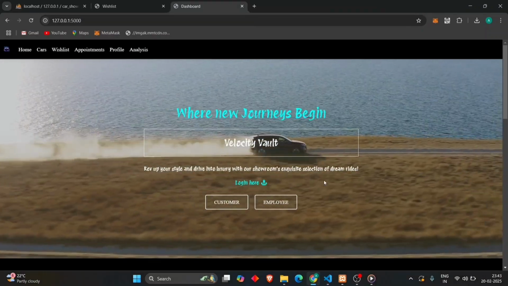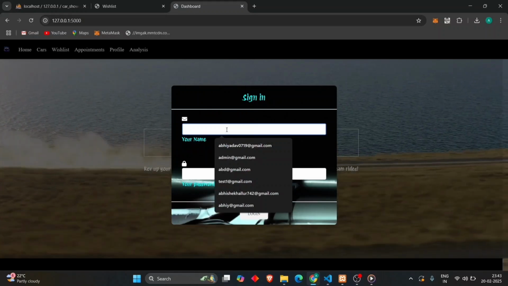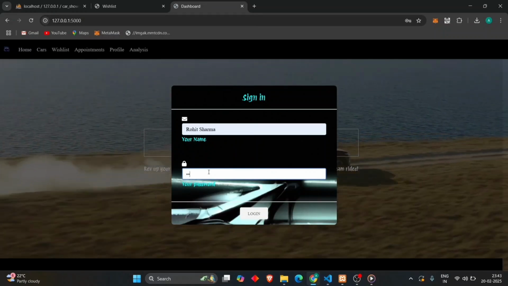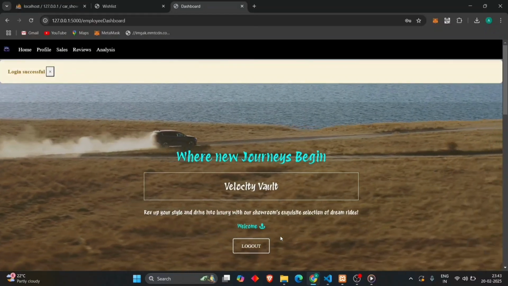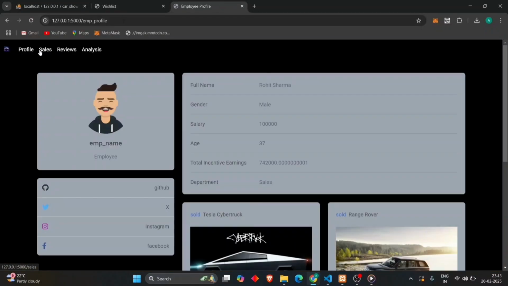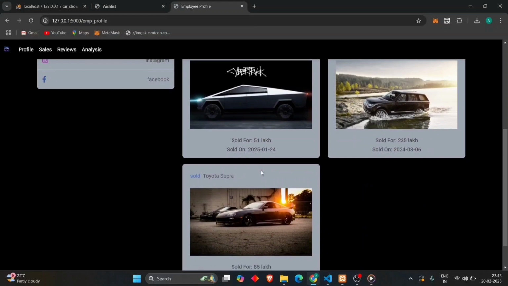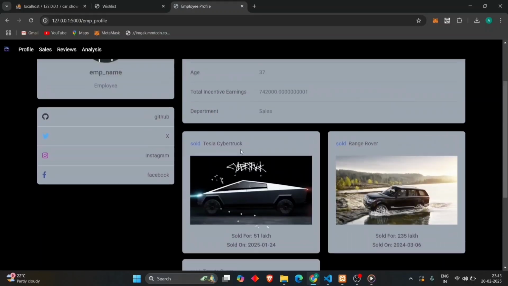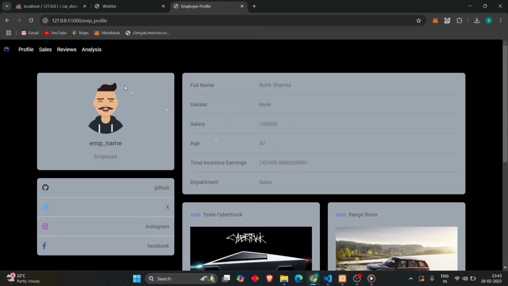Now moving on to the employee section. We first need to log in as the employee. Yeah. So once we have logged in successfully, we can go to the employees page. Here, all the details of the employees are listed, and the cars sold by this particular employee are listed. So this Tesla Cybertruck was sold by this particular employee named Rohit Sharma. So this is listed over here.